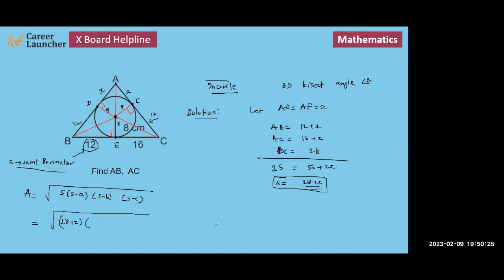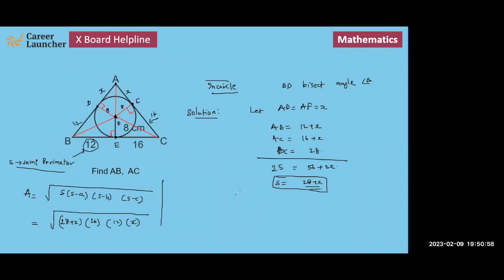And 28 plus x minus 12 plus x, so that becomes 16. 28 plus x minus 16, that is 12. 12, right? 28 plus x minus 28, that is equal to x. This is our value of the area from one form.